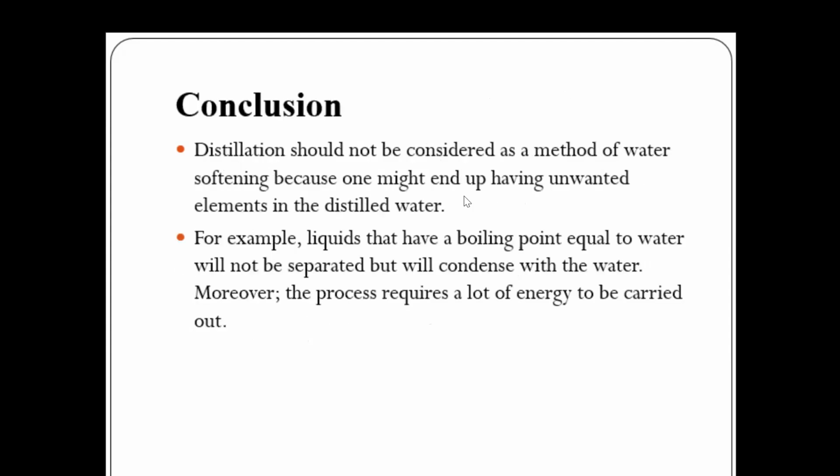If you see the conclusion, distillation should not be considered as a method of water softening because one might end up having unwanted elements in the distilled water. So conclusion means how you can use distillation: for distilling water from seawater. Distilled water is used in several industries, and you can also separate drinking water from seawater. Liquids that have a boiling point equal to water will not be separated, but will condense with the water. Moreover, this process requires a lot of energy to be carried out.